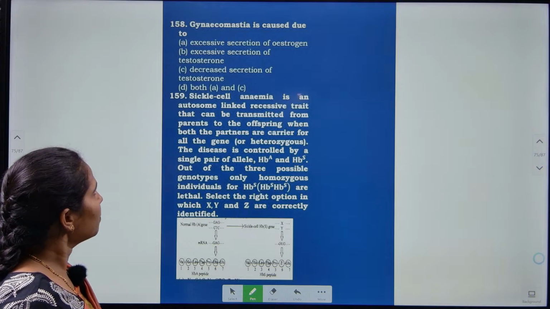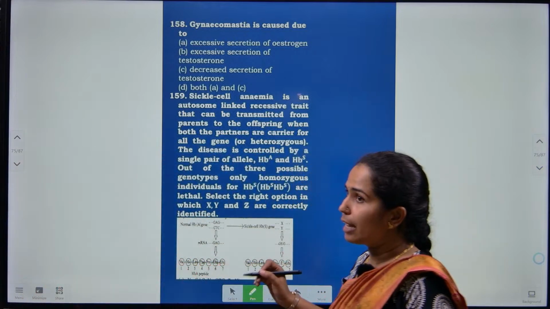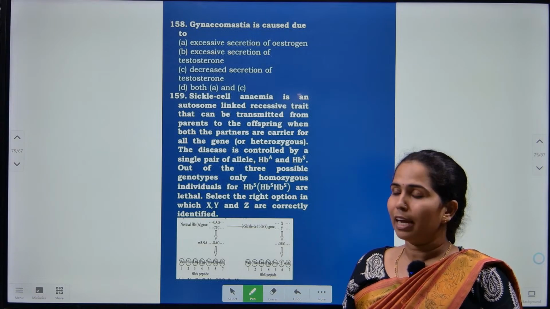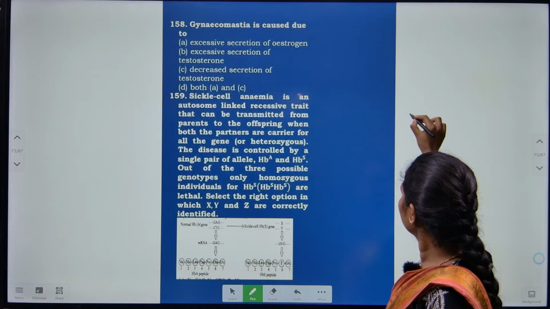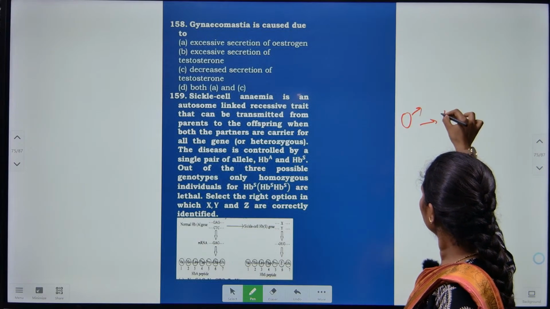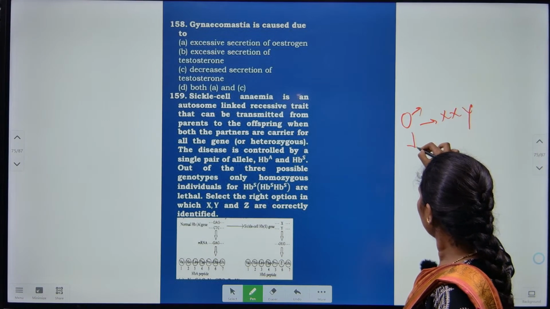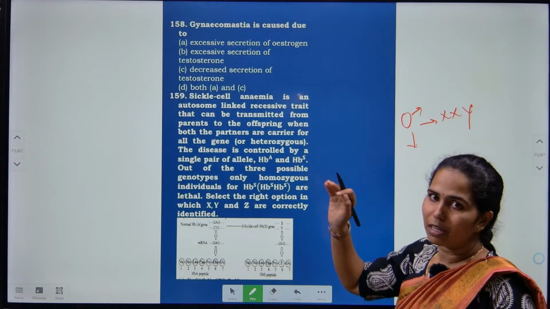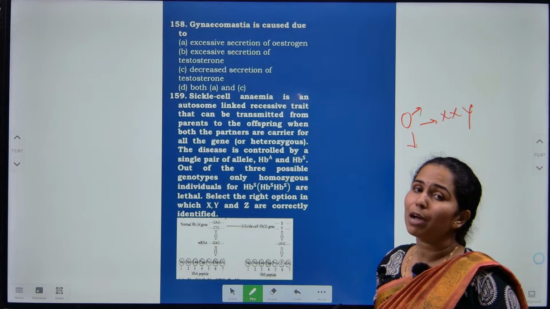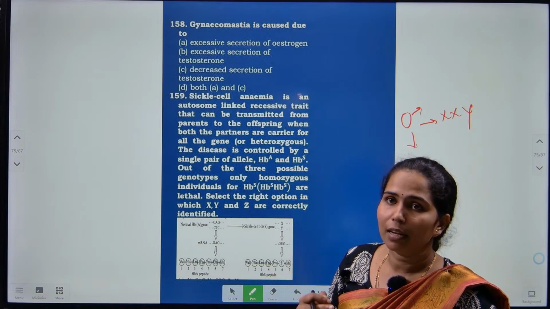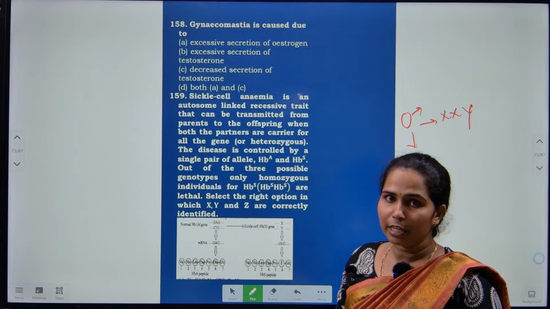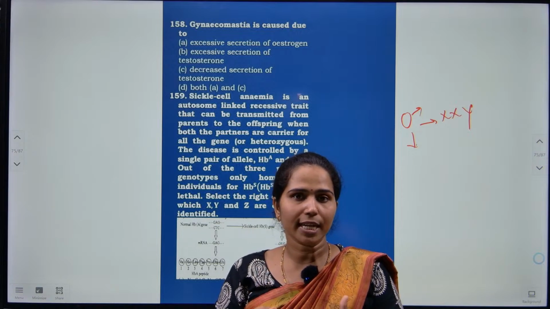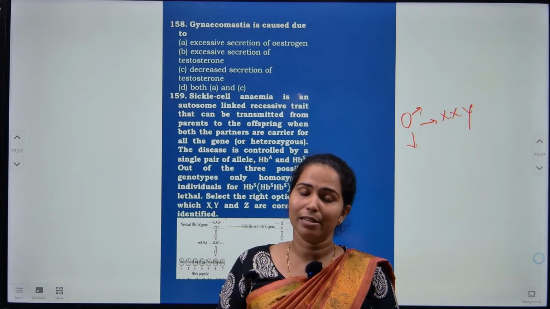Next, gynecomastia is caused due to... Gynecomastia is a condition which is observed in Klinefelter syndrome here. Klinefelter syndrome, I previously told you, is observed in males, where the condition is XXY, where there is an addition of an extra X chromosome. Gynecomastia is nothing but a condition in which enlargement of the mammary gland takes place in the male individual, and this enlargement is due to high secretion of estrogen, which is a female sex hormone, and low secretion of testosterone, that is the male sex hormone here.